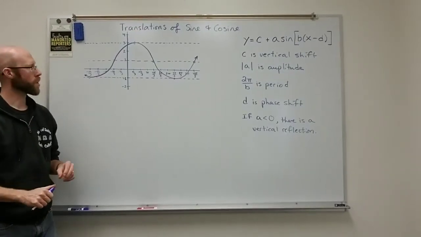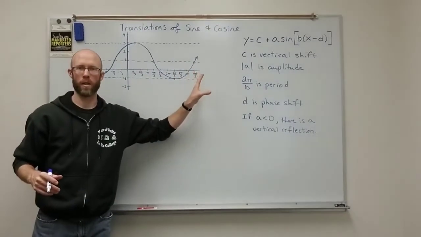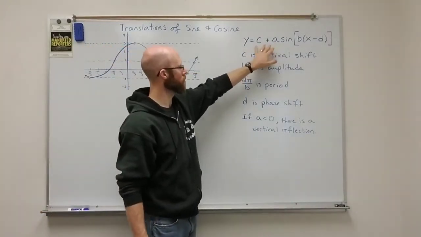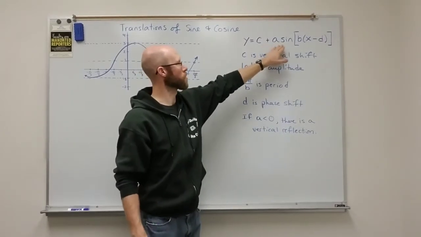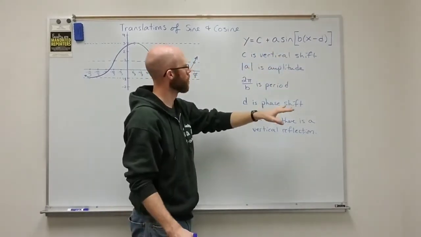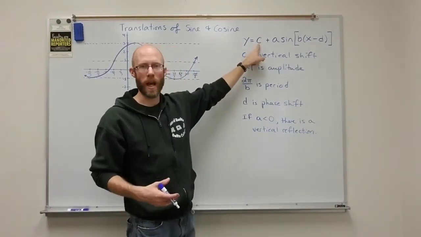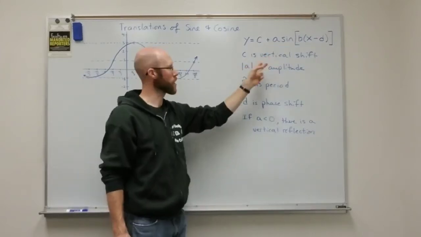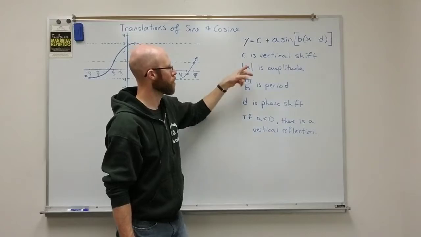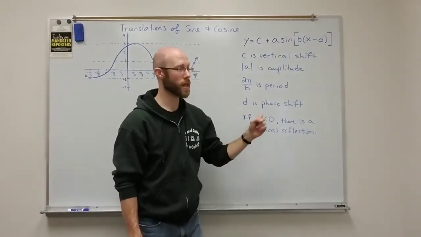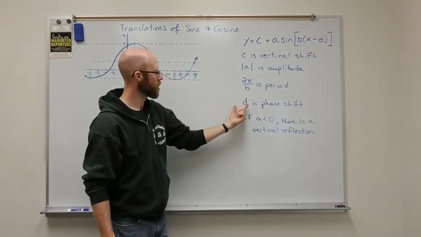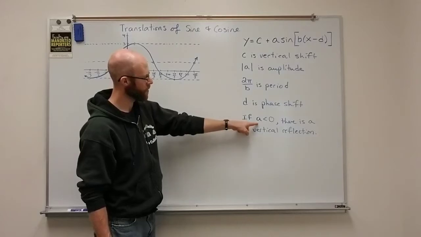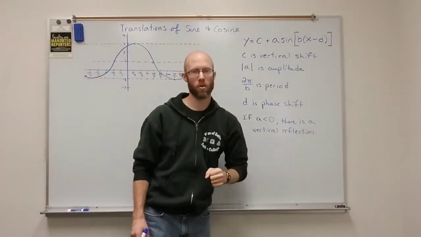All right, so here's an example where we're going to start with a graph and try to come up with the function that represents this graph, okay? Remember that anytime you have a sine or cosine, and my formula here works for both, the constant that's being added or subtracted is your vertical shift. The absolute value of the coefficient is going to be your amplitude. 2 pi over b is going to be your period, when this is in factored form. D is the phase shift when it's in factored form, the argument. And if the a value were negative, there would be a vertical reflection.